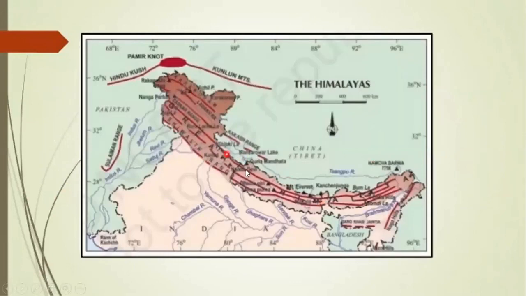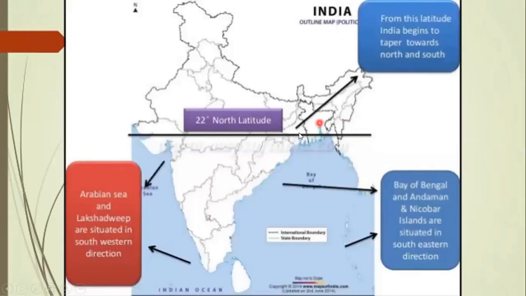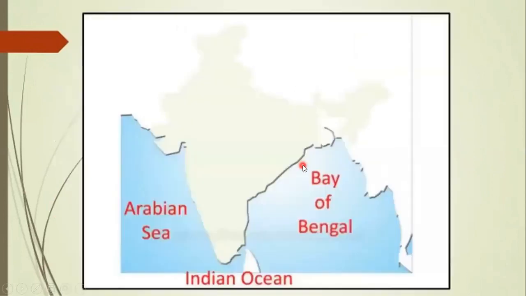So these are the mountain ranges on the north, northeast, and northwest. From this point, India begins to taper towards the south. Here we have the Arabian Sea and Lakshadweep, which is situated in the southwestern direction. Over here, we have Andaman and Nicobar, which lie in the Bay of Bengal. This is the Indian Ocean, and we have divided it into two parts: the Arabian Sea to the west and the Bay of Bengal to the east.